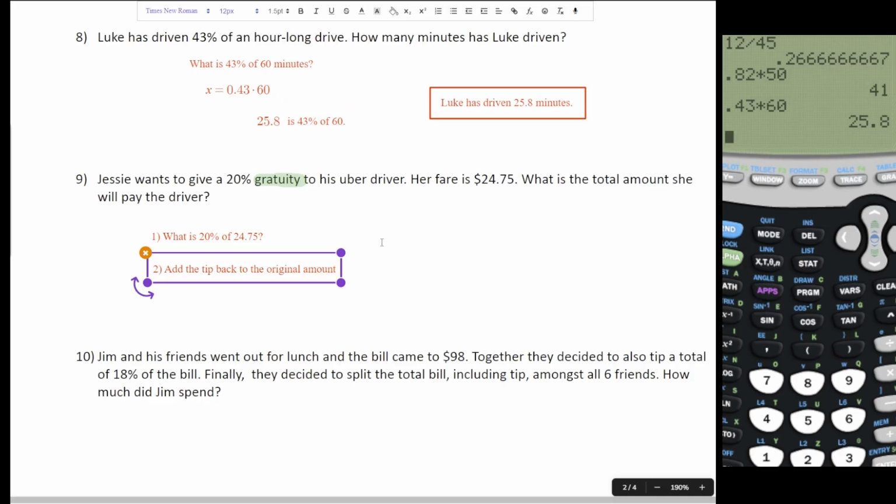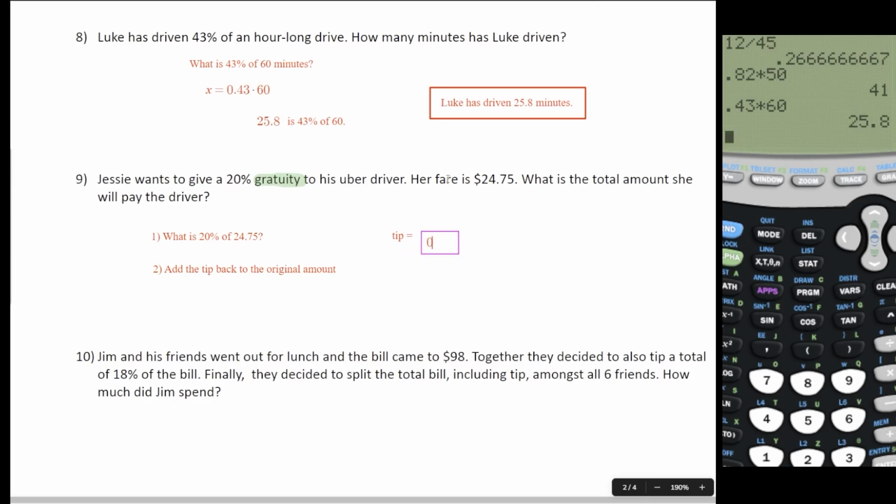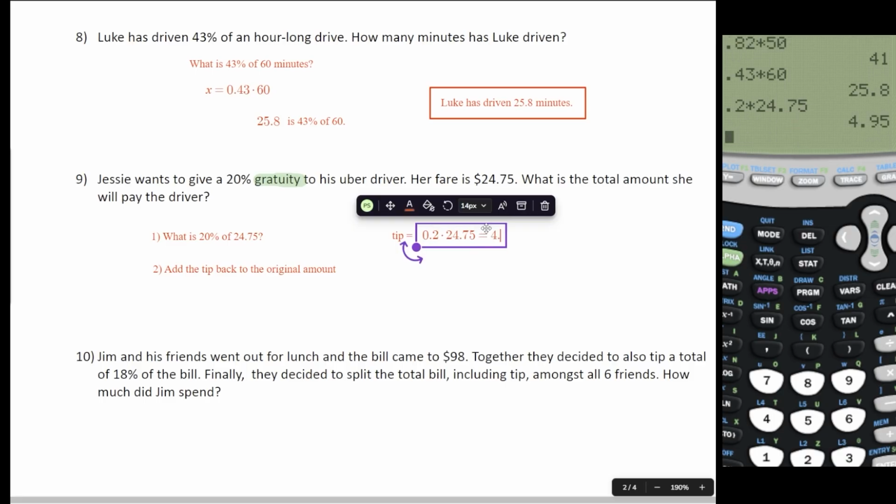All right, so let's first answer the first question. What is 20% of $24.75? So if the tip is going to be 20%, that's 0.2, and of means multiply, 24.75. Let's see what that's going to equal. 0.2 times 24.75 is 4.95. So that's how much the tip is going to be, or the gratuity is $4.95.